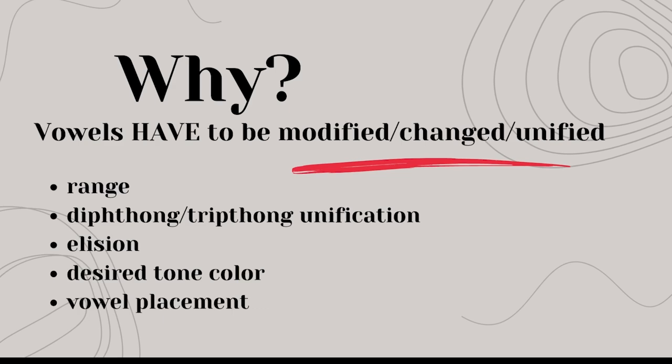What are some other reasons, or perhaps even extensions of those rules, the modified, changed, and unified vowels? Well, consider things like range. Consider things like diphthong and triphthong unification. We'll talk through that a little bit. We also want to talk through elision and how the vowel can impact the success or failure of elision. We also want to talk about desired tone color, and then finally vowel placement. So we're going to go through all of those things together. First, we're going to talk about range.